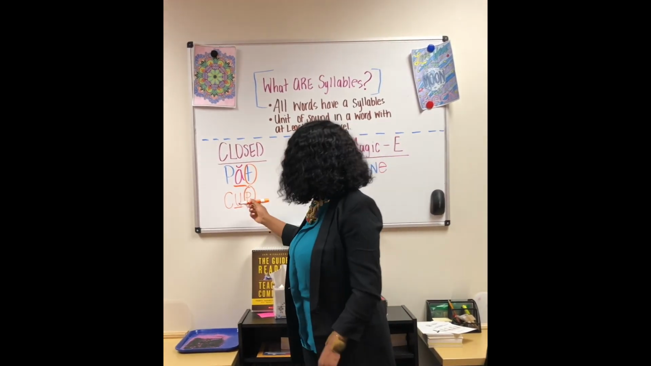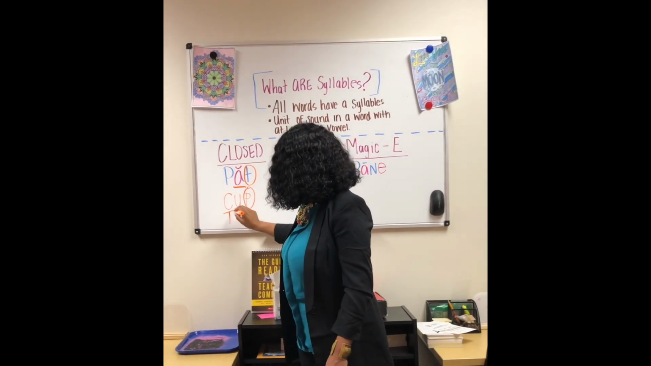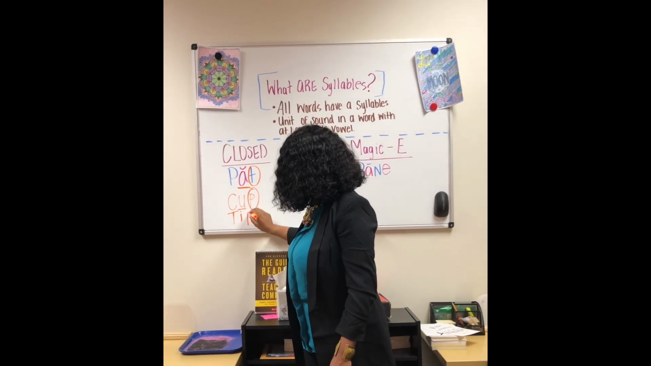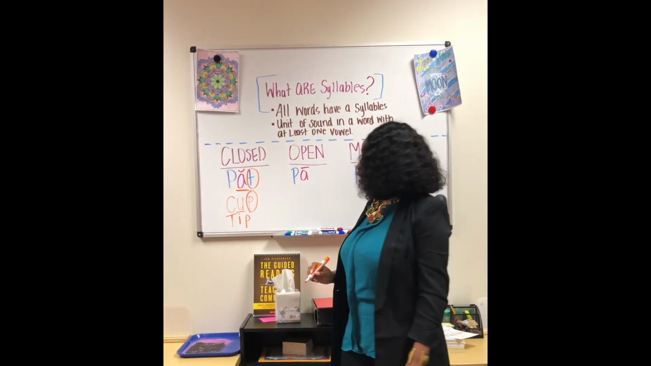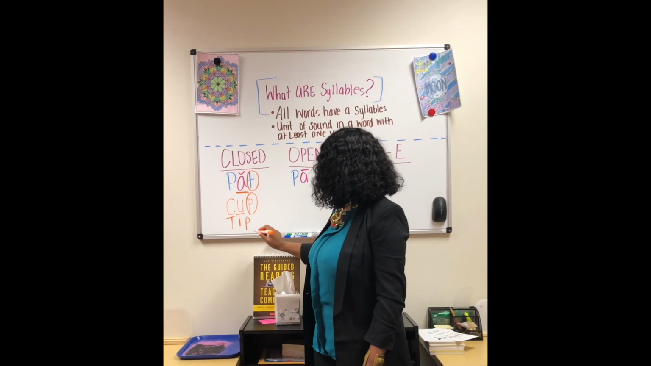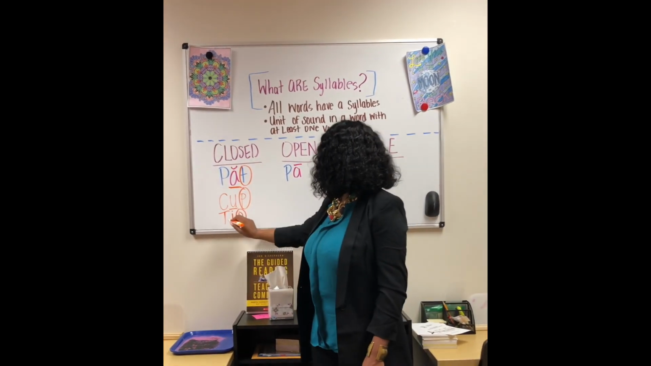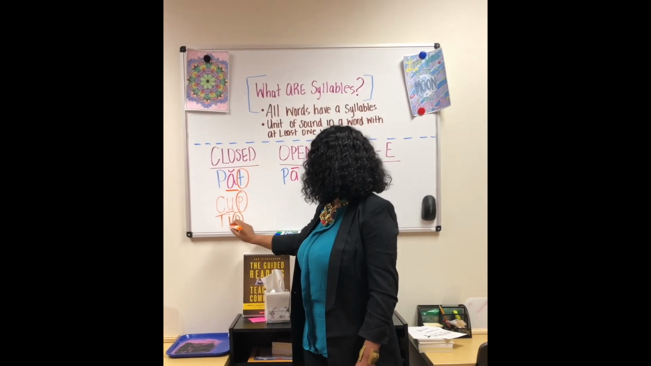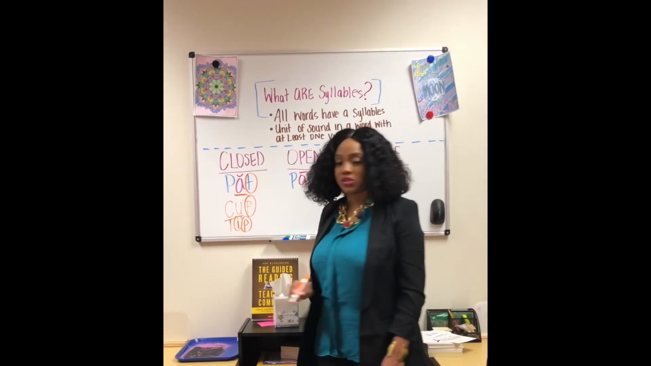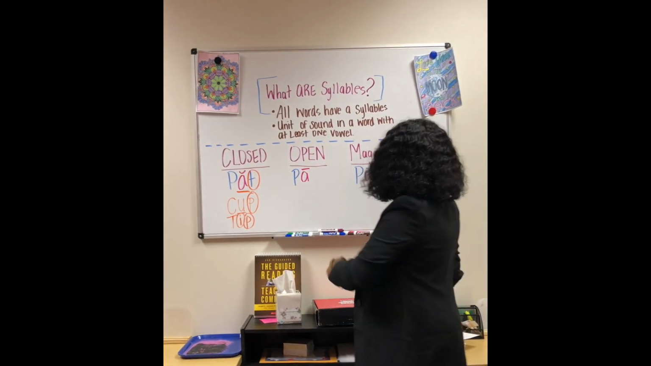Try this one yourself. Why is this closed? It is closed because it has the consonant P behind it. So I will read it as t, tip. It's going to make that short sound. Let's move over to the next one.